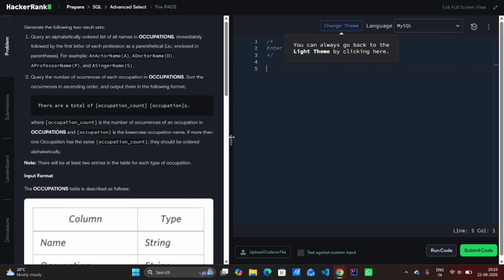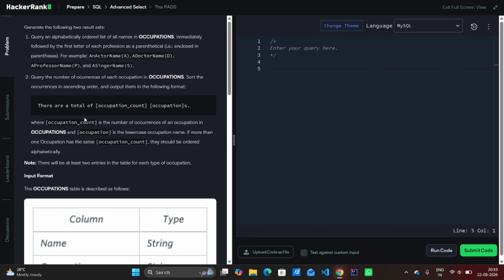So don't be scared. Okay, let's try to read it. Query an alphabetically ordered list of all names in the occupations table, immediately followed by the first letter of each profession as a parenthetical, that is, enclosed in parentheses. For example, an actor name, then parenthesis A, parenthesis close, a doctor name, parenthesis D, and so on.